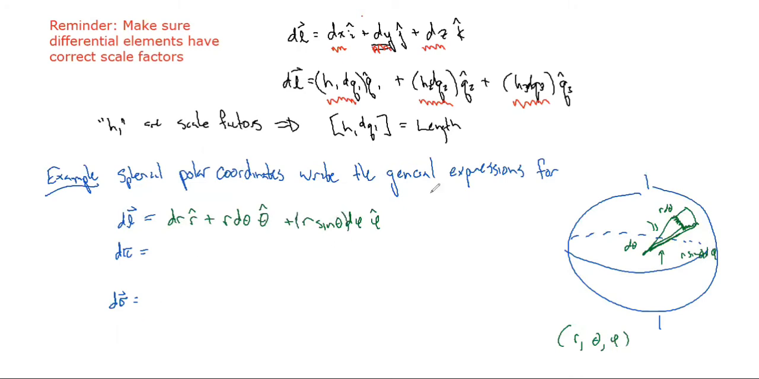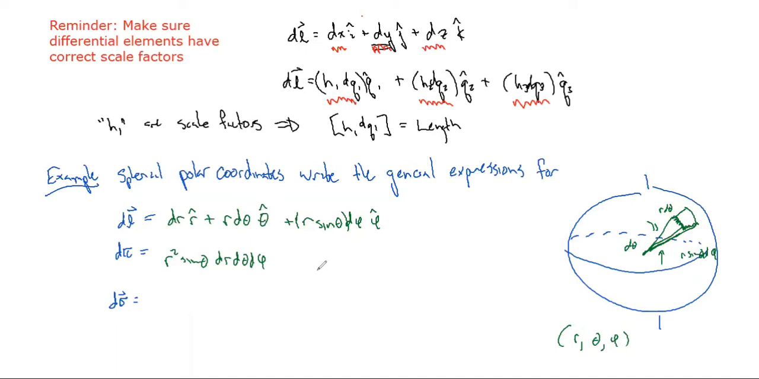Again, d sigma, you got to work it out based on the actual thing that you see. And then d tau is, I just take the coordinates in themselves and multiply them together. And doing a little bit of rearranging, this should be r squared sine theta dr d theta d phi. So that is a volume element in spherical polar coordinates.